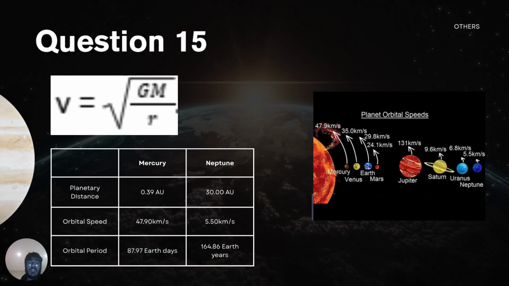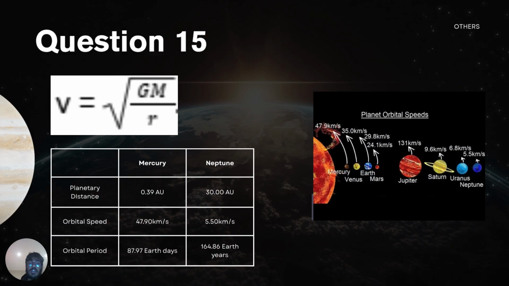This is a direct consequence of Kepler's third law, and the orbital velocity equation v equals the square root of GM over r. For example, Mercury, at just 0.39 AU from the Sun, zips along its orbit at about 47.9 kilometers per second, and completes a year in only 88 days. By contrast, Neptune lies more than 30 AU away and crawls around the Sun at only 5.4 kilometers per second, taking about 165 Earth years to finish a single orbit.